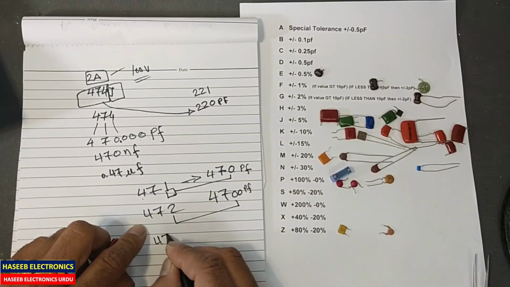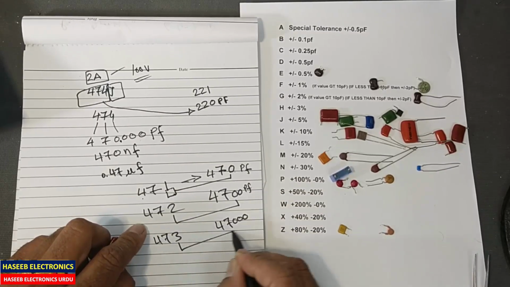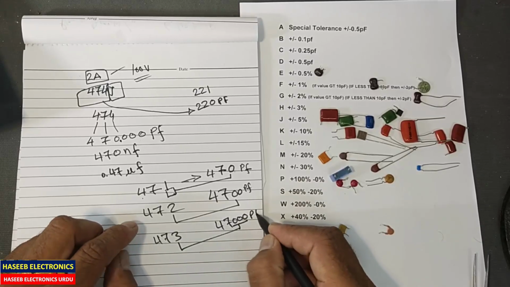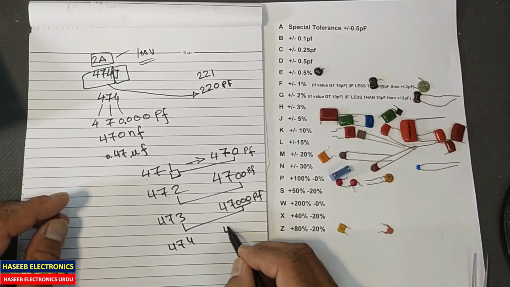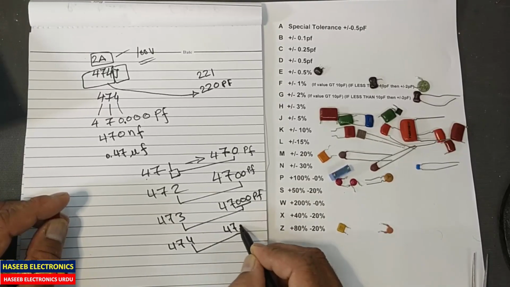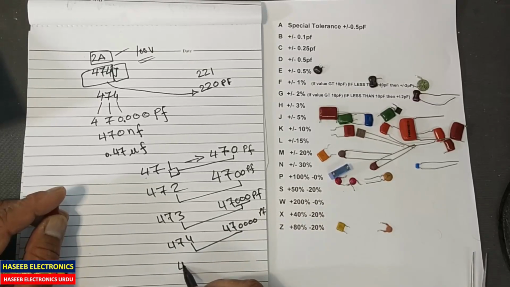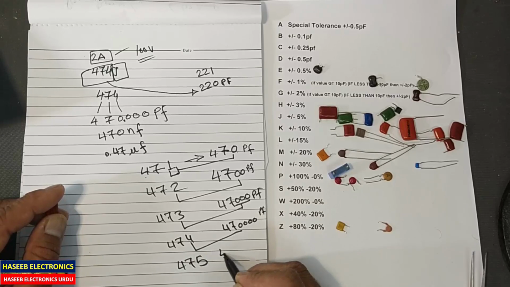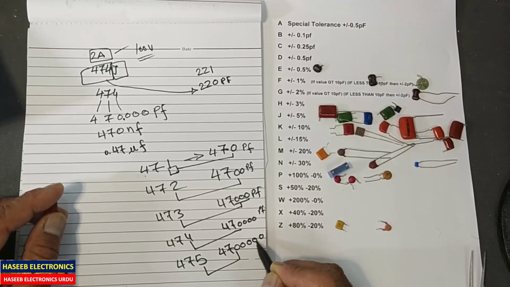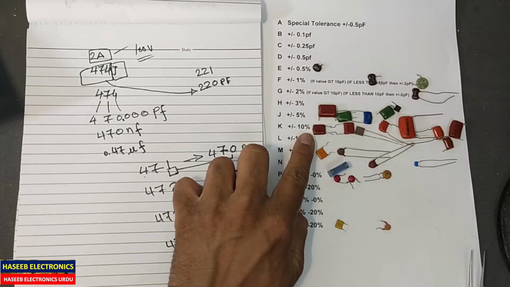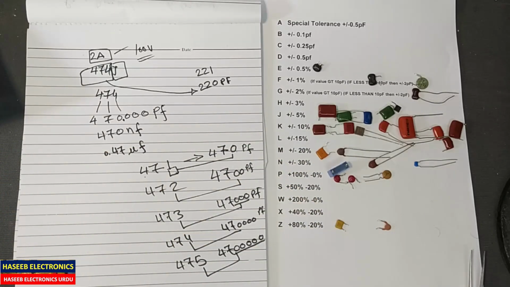If it is 473, it is 47000 picofarad. If it is 474, 4 zeros, 1, 2, 3, 4 picofarad. 475, 4, 7 and 5 zeros, 1, 2, 3, 4, 5. This is the capacitance. You can decode the capacitor value. Whatever code is written on the body, you can decode it very easily.